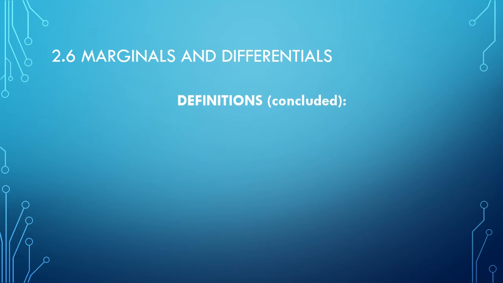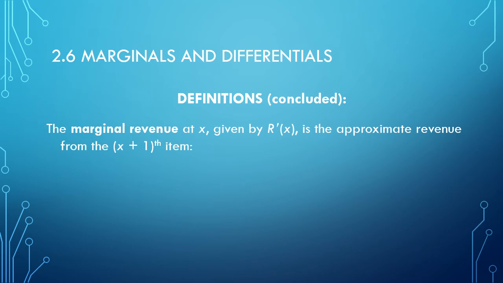Okay, we're going to go through this for profit and revenue also. They're going to be very similar. The marginal revenue is the derivative of the revenue function, and it's what you bring in from one more item. So the derivative is about the revenue of x plus 1 items minus the revenue of x, or in other words, the revenue of x plus 1 items is the revenue of x plus the marginal revenue.